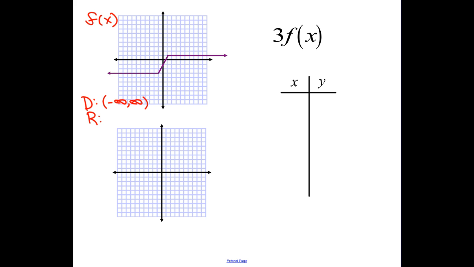Now my range, that's my y values. If you look, that doesn't go on forever. The lowest number that I have for my y's is -3. My highest number is 1.